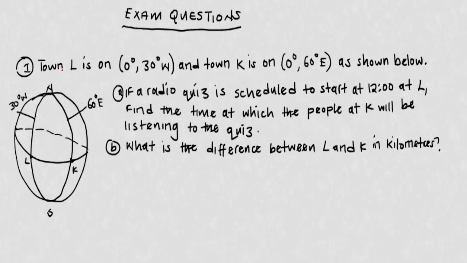So now look at this one. Town L is on 0 degrees, 30 degrees west, and town K is on 0 degrees, 60 degrees east as shown below. Now look at L, it is running on this. It means there is a 0 degrees here, as this is called the equator. So there is a 0 degrees on this line here. Okay, now look at this one.